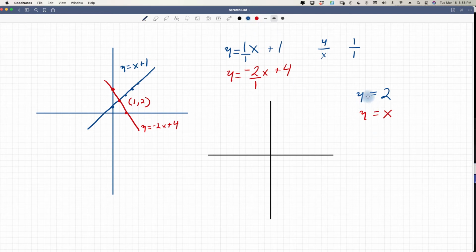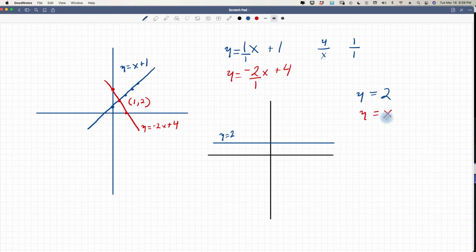Well, we know that when we see an equation like this for y, that means it doesn't matter what x is. Y is always going to be 2. So if y is always going to be 2, it's going to be right here the entire time. So this is y equals 2. Right there. Graphed.